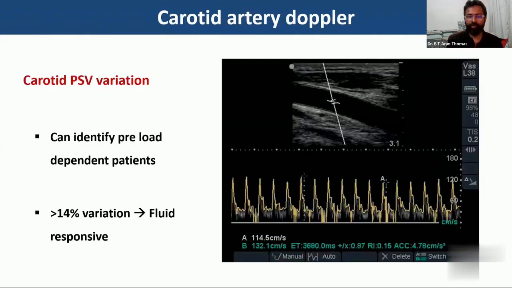So if you do a PSV variation, if the patient is volume depleted, you will get a big variation in the peak systolic velocity. A variation of more than 14% means the patient is fluid depleted and fluid responsive, because the patient depends on the preload for adequate blood pressure or adequate stroke volume.